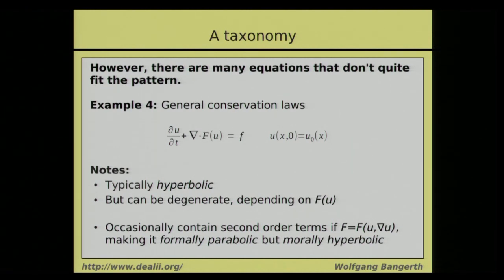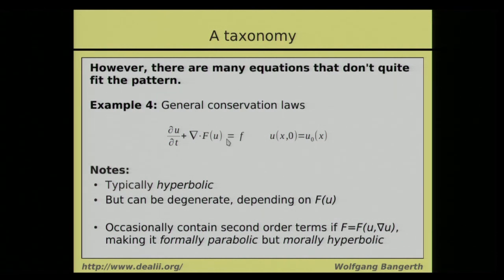Then the fourth example I would like to give you is a generalization of the transport equation, namely where I have du over dt plus the divergence of some function f of u. That is what we call a hyperbolic conservation law. This is in fact what we call the conservative formulation of a hyperbolic conservation law.